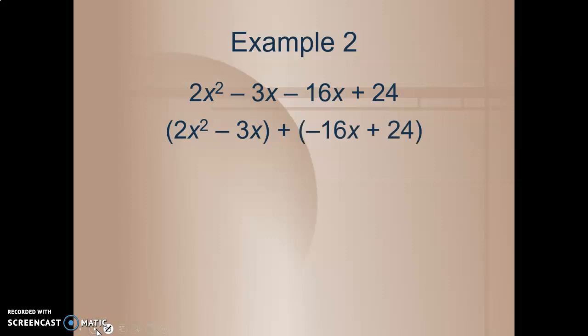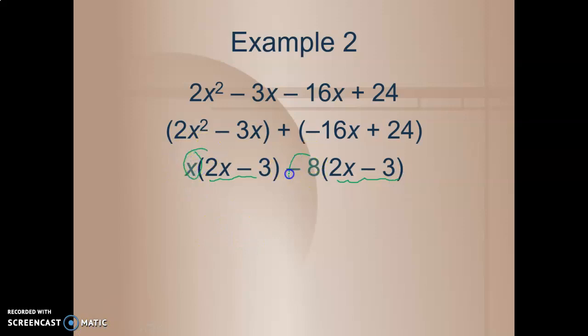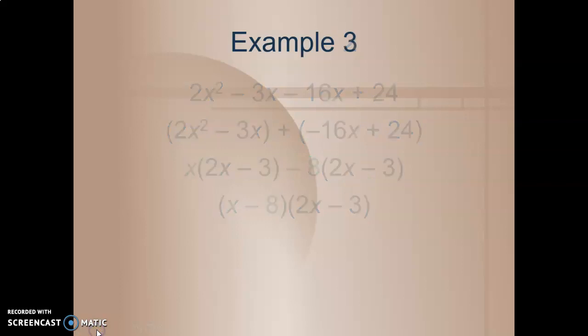2x squared and negative 3x have a greatest common factor of x, and negative 16x plus 24 has the greatest common factor of negative 8. You see that I did do that correctly because I have the same thing in parentheses. So 2x minus 3 is one of my factors, and x minus 8 is my other binomial factor. If we were to multiply that back out, you would see that we would get back to our original expression. So we did factor that correctly. If you want to check that on your own, feel free to do that.